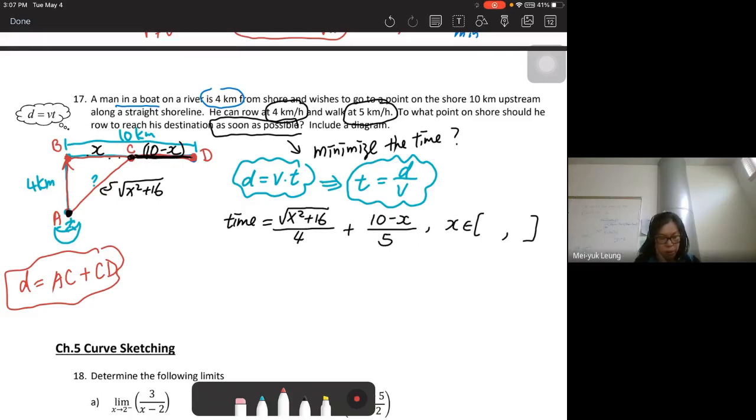Yes, because remember we talked about there are two extreme options. The man can go straight to point A, from point A to B, and then walk all the way to point C. In that case, the x value has the lowest value. The smallest value for x would be 0. And then the second option is that the man can row his boat all the way from point A to D. That means the x value in this case would be 10.